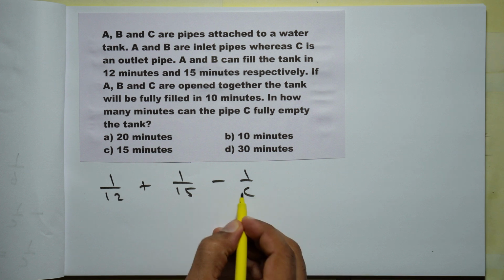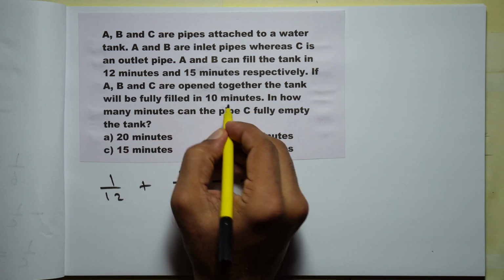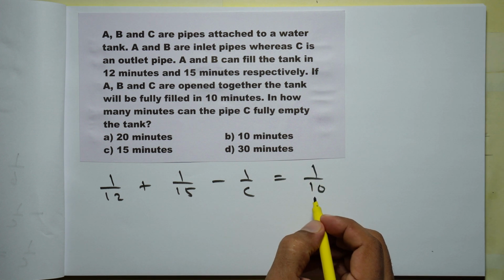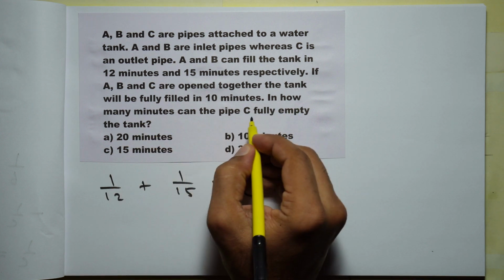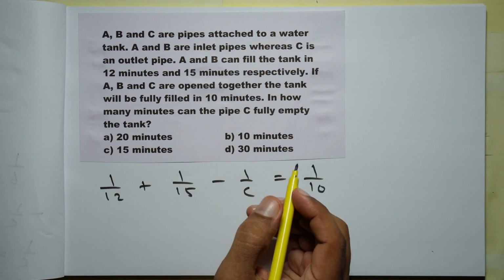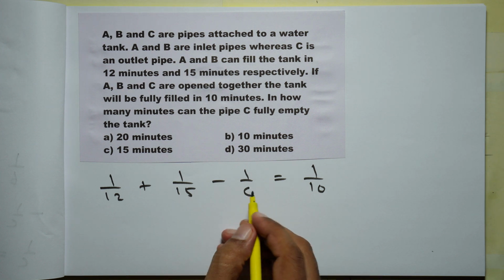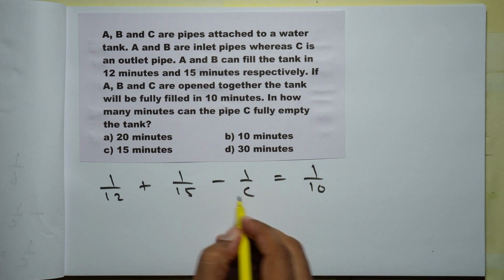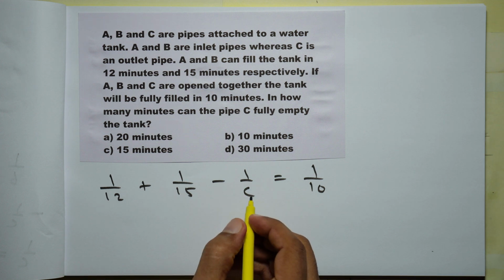Now if all 3 of the pipes are opened, the tank will be fully filled in 10 minutes, which means that every minute 1/10 will be filled. Now the question is, in how many minutes can pipe C fully empty the tank? So the value of C is what we need to find out. It can be fully emptied in C minutes, or every minute 1/C part of the tank will be emptied. So C we have to find out.